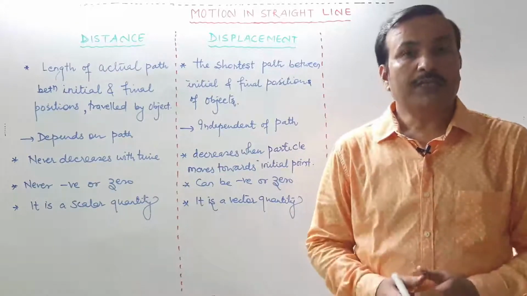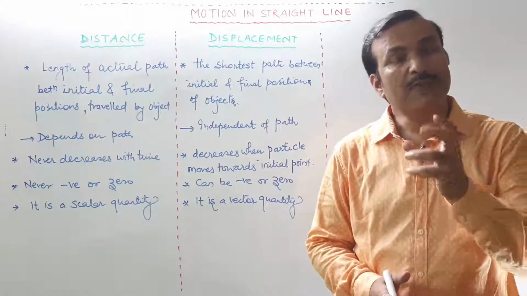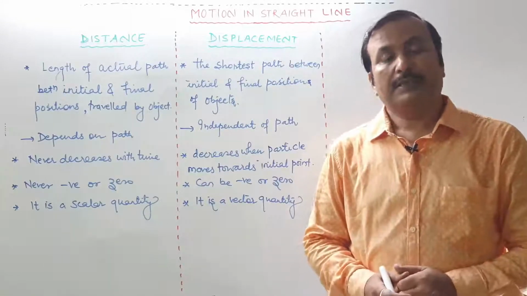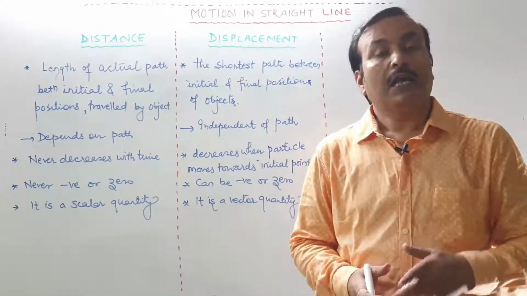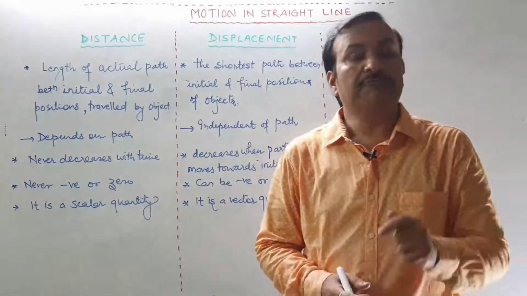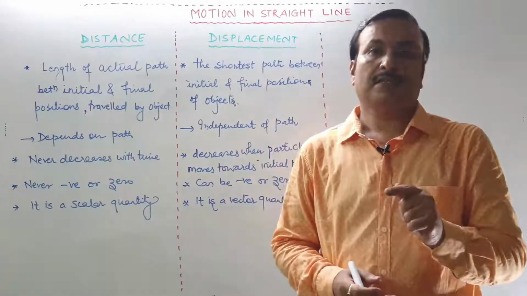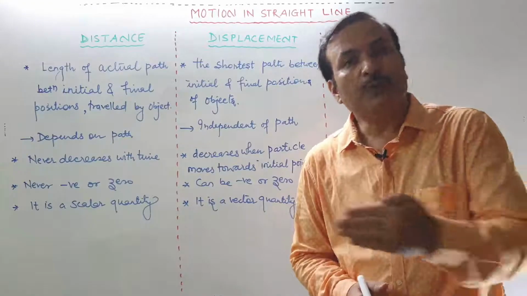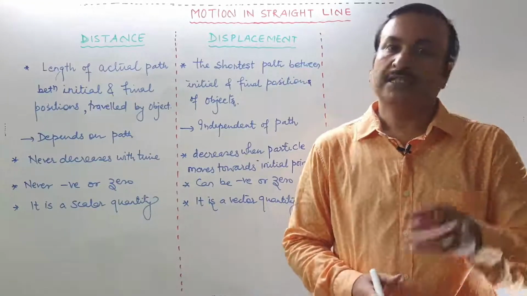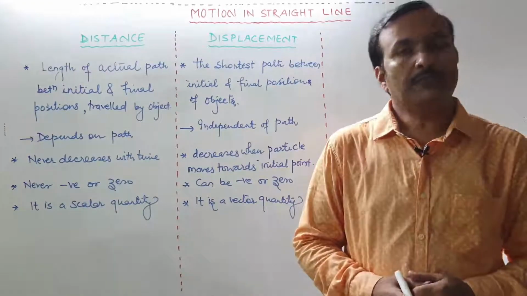It is a vector quantity because it has magnitude as well as direction. Then it can be zero, it can be negative, and it decreases with time if your object goes towards the initial point. उल्टा initial point की तरफ यदि जाना शुरू कर दे object, तो your displacement will come negative.